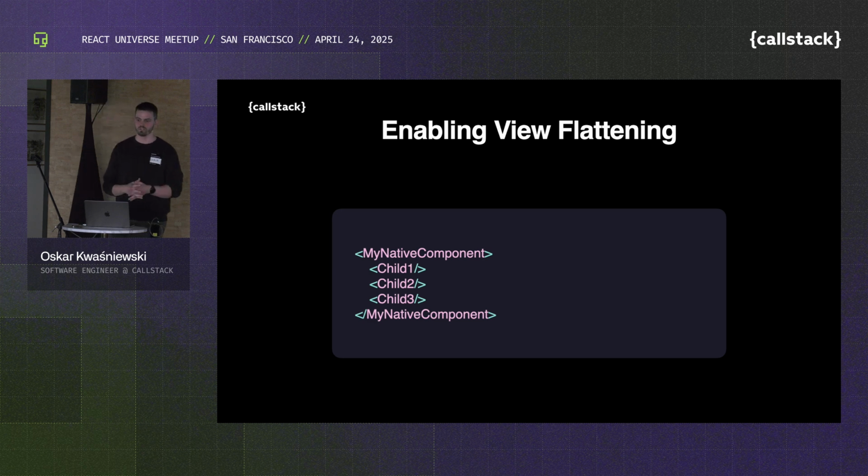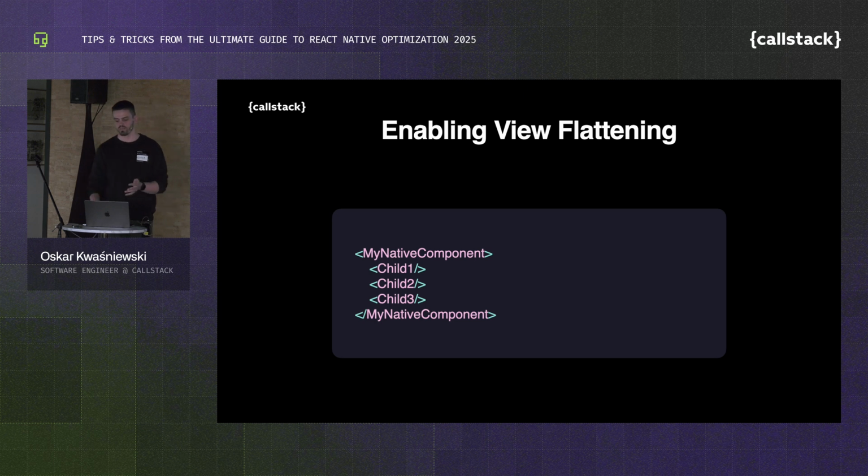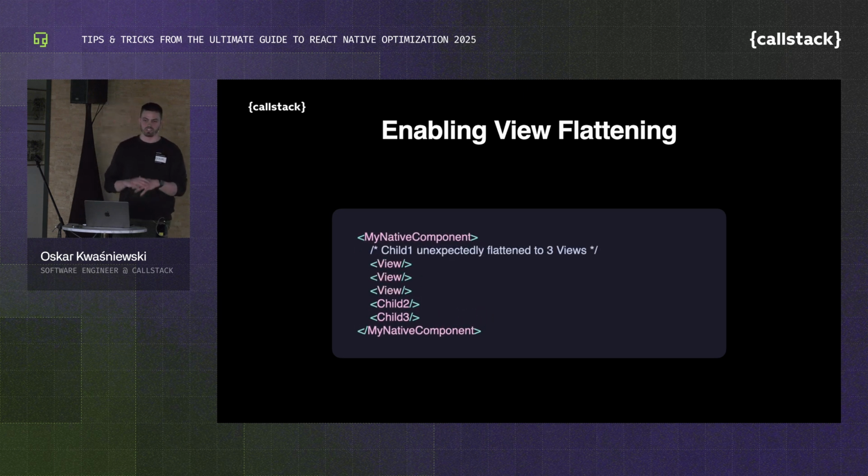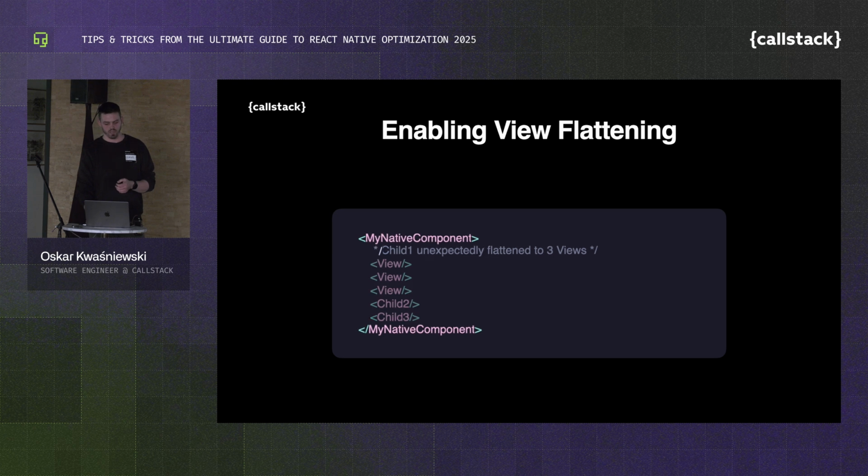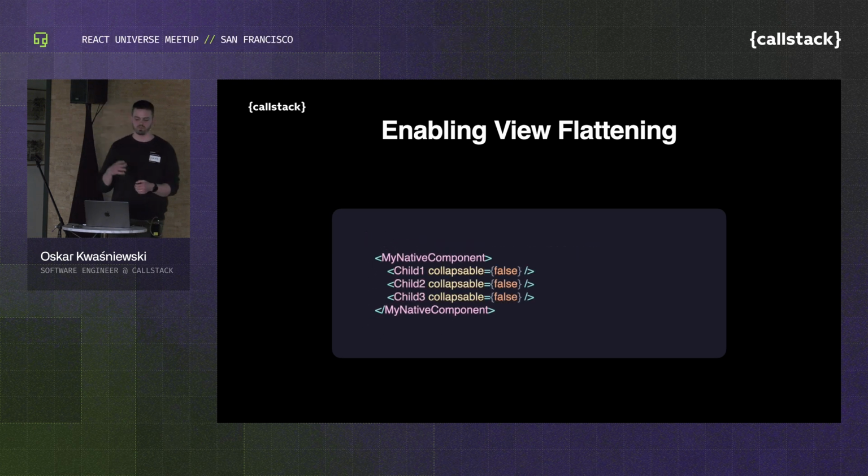But one common issue with view flattening is that it can alter the expected child count of a component. So if a parent view is flattened and it contains layout-only children, these children may be merged into the parent, resulting in more children being passed to the native side than anticipated. So for example, if our component expected to receive 3 children, it can now get 5 of them, if, for example, child 1 gets flattened. But we can get around this issue by disabling view flattening for a particular view by passing collapsable false to this view. And now our component will receive exactly 3 children as we expect.